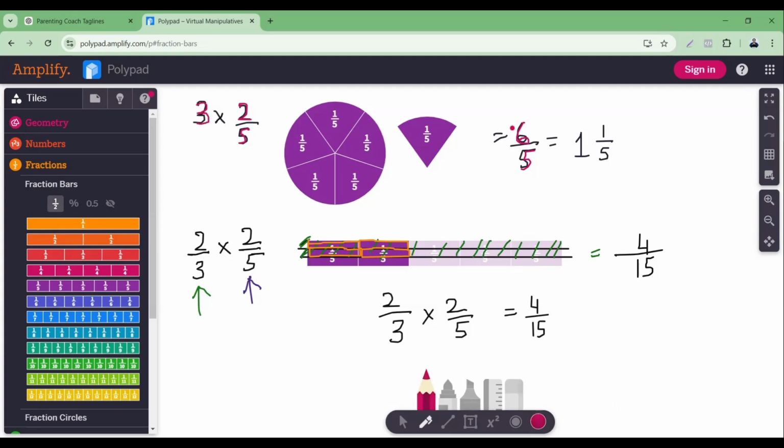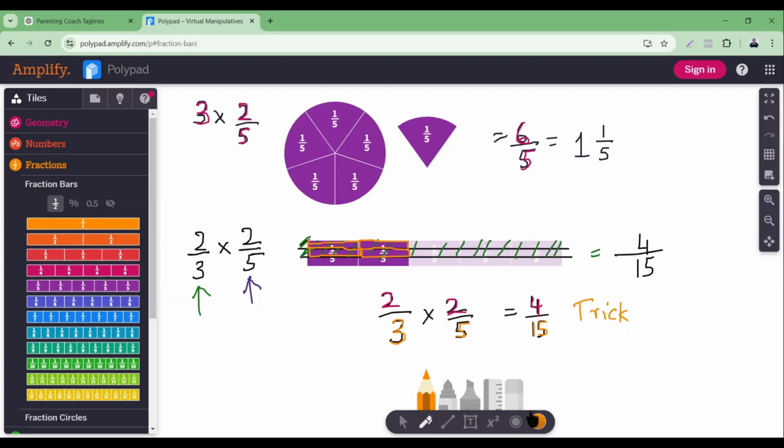Now let's see whether the previous trick, numerator multiplied by numerator giving the numerator, is happening here. Let's see. 2 multiplied by 2 is giving me 4, and 3 multiplied by 5 is giving me 15. This is a trick. Okay, fine. As math champions, we will use tricks, but we also understand the concept behind it. And this is how it happens.